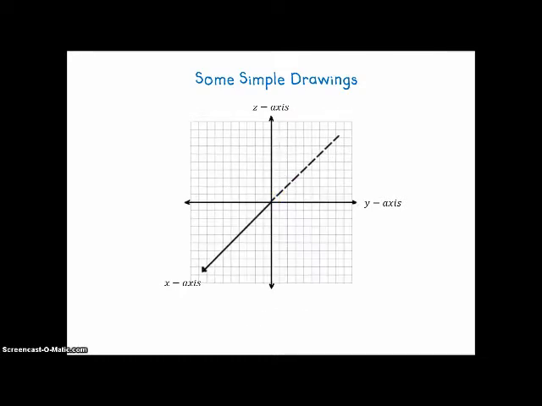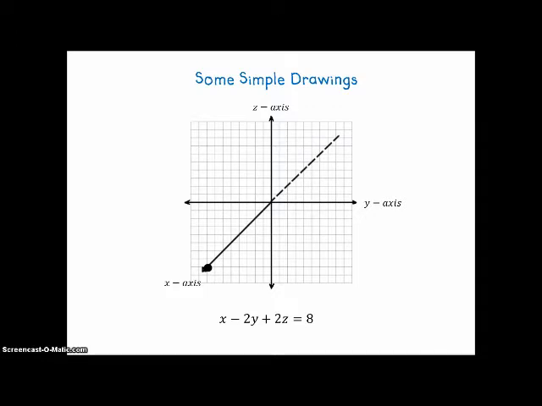Okay, let's try another one. x minus 2y plus 2z equals 8. This time when y and z are 0, x equals 8. So we come out 8 units. And then when x and z are 0, y will be negative 4.